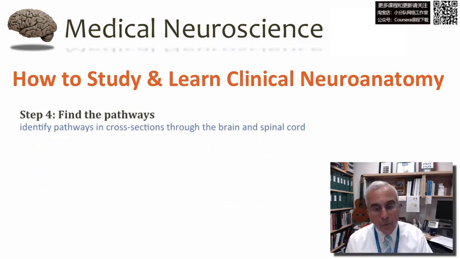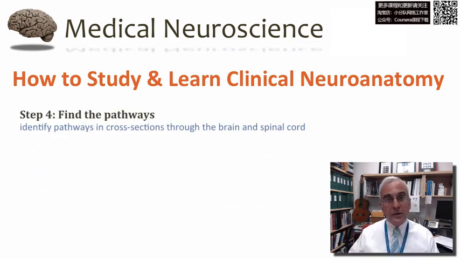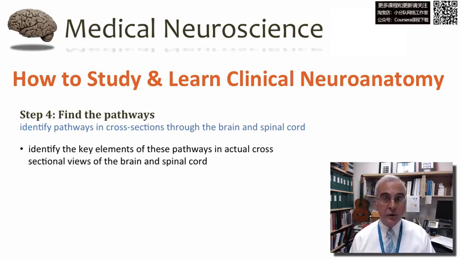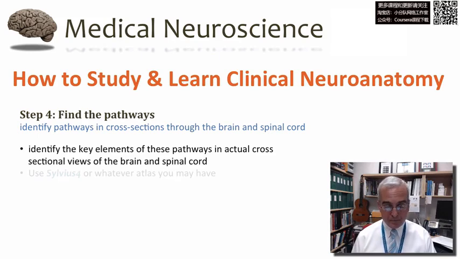Okay, step number 4 is to actually begin to explore the anatomy of the nervous system through our digital atlases, or perhaps you have some textbooks or paper atlases at your disposal, but actually find the pathways. Identify the pathways in cross sections through the brain and the spinal cord. So identify the key elements of these pathways that you've depicted in your drawings. The locations of axons, the locations of cell bodies, and critical gray matter structures.